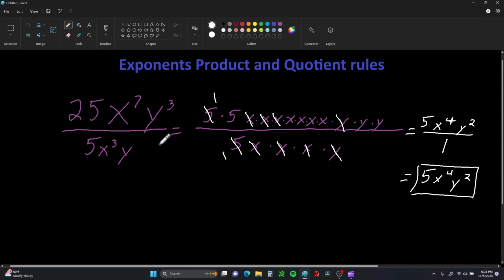Now, just using our rules, looking over here, 25 divided by 5 is 5. x to the 7th divided by x to the 3rd is x to the 4th. And then y to the first power goes into y cubed y squared times, I should say. And the only thing that's left in the bottom after I simplify this is a 1, so I don't need it to be over 1. This is the same answer, just using the shortcut rules.